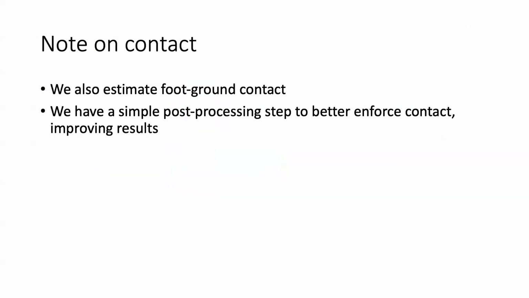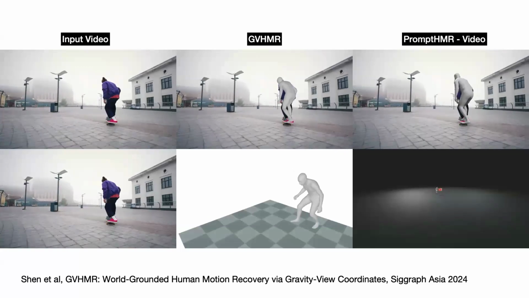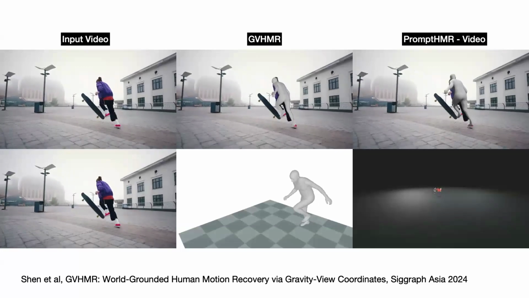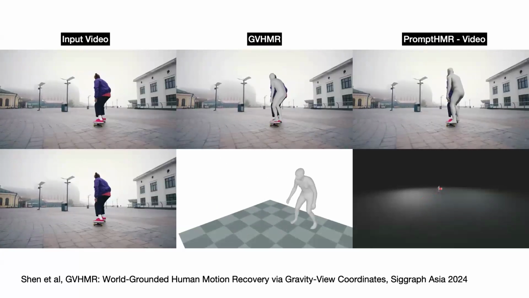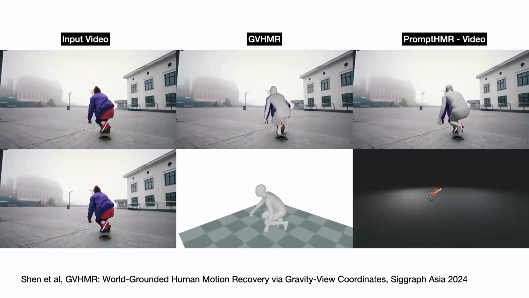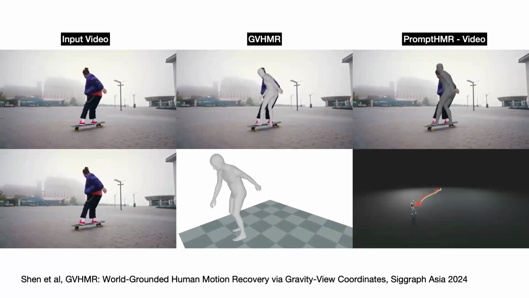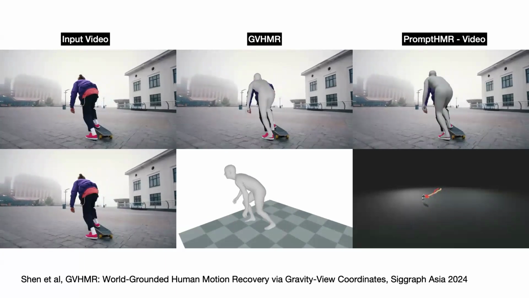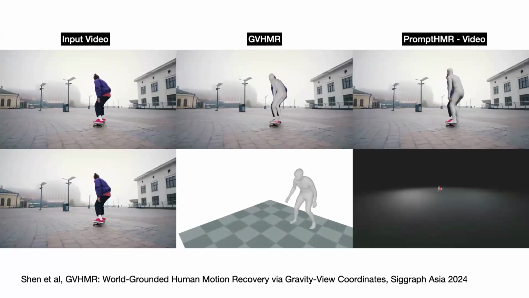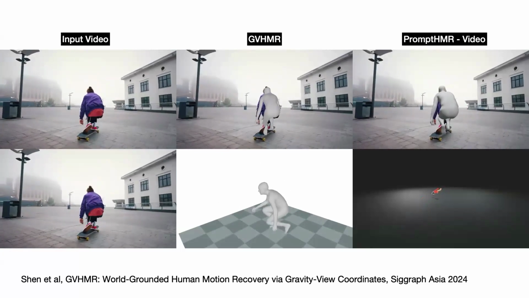And we also have an optional phase where we estimate the foot ground contact as we go, and we could do a cleanup where we adjust the poses so that there's good foot ground contact. But this works pretty well. Here's a comparison with world grounded human motion recovery, GVHMR. Notice the bottom two images. GVHMR doesn't understand this motion of the person in the world coordinate system on the skateboard. On the lower one, you see the trajectory of our camera estimate and the person moving in the environment.